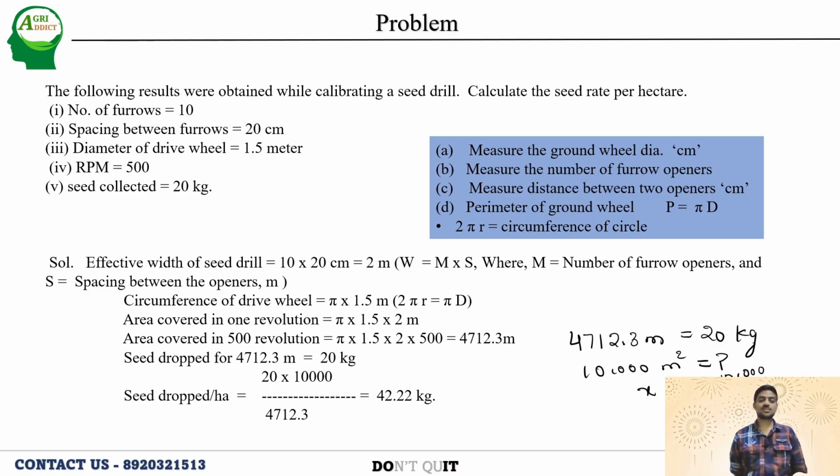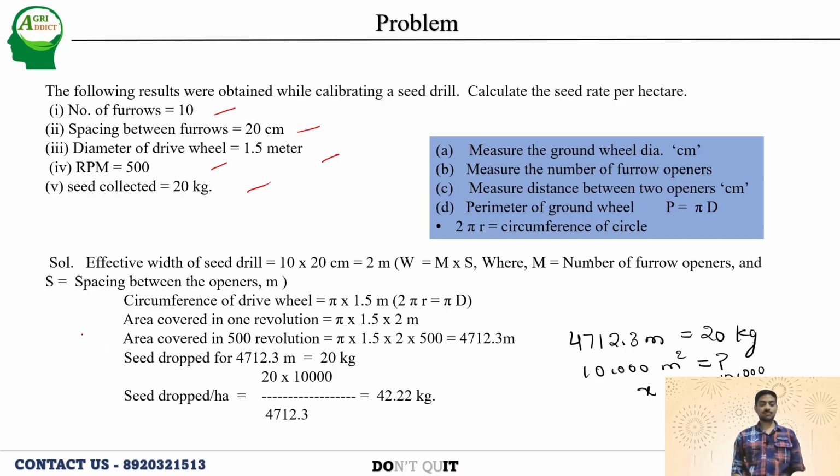Now we will solve this seed calibration using one problem. The problem is stated as follows: the following results were obtained while calibrating a seed drill. Calculate the seed rate per hectare. Number of furrows is 10, spacing between furrows is 20 centimeters, diameter of the wheel is 1.5, RPM, that is rotations per minute, is 500, and seed collected is 20 kg. The related formulas I have mentioned already.